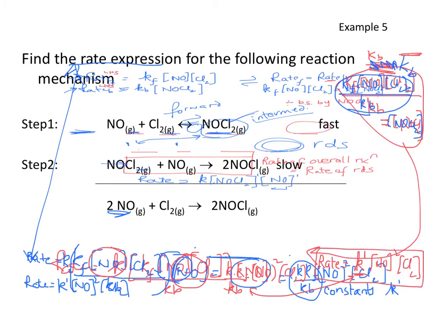So when you see this rate expression, you immediately know that the order with respect to NO is 2, the order with respect to Cl2 is 1, and the overall order of the reaction is 2 plus 1 equals 3. All right.